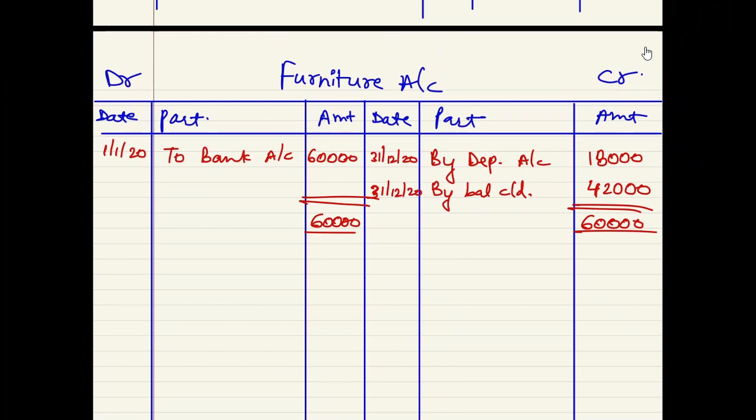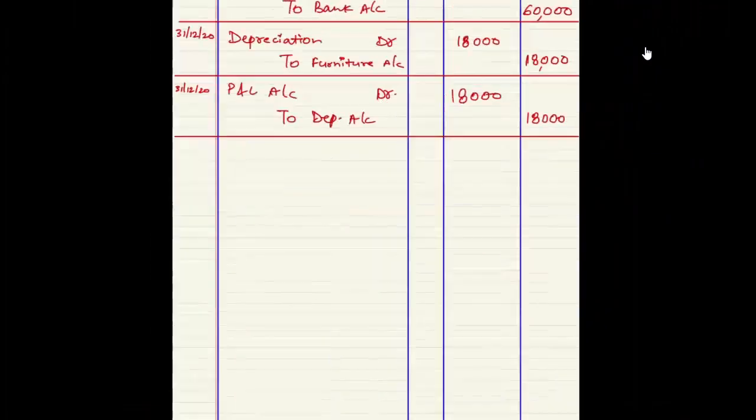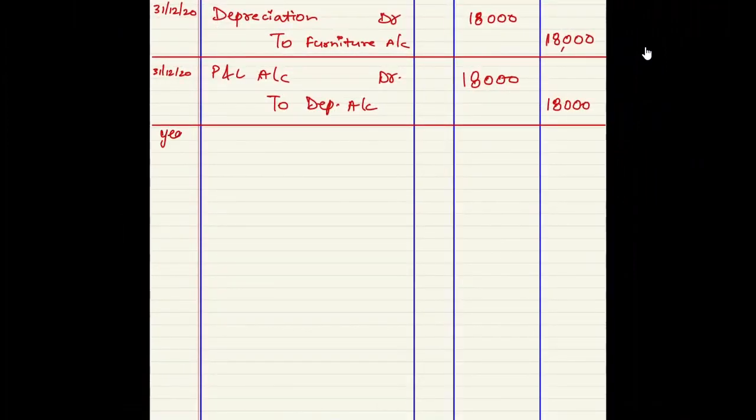So whichever balance is being carried down in the next year, 1st of January 2021. So from 2020, we are now coming to 2021. This will be to balance brought down. How much balance was left earlier? It was 42,000. Now again, this would be year 2021.